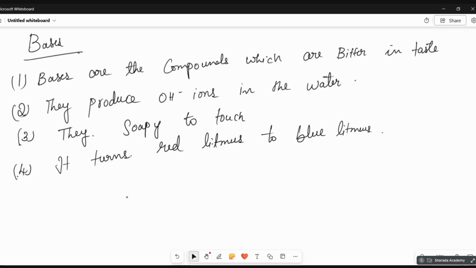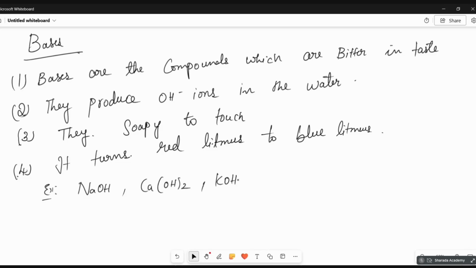So, what are the characteristics we have with the base? How can you say anything is a base? When it is dissolved in the water, it produces OH minus ions, or it mainly contains OH minus ions. Then we say that it is a base. For example, NaOH is a base. Calcium hydroxide, Ca(OH)2, is a base. KOH is a base. It contains the OH group. That is why it is considered a base.